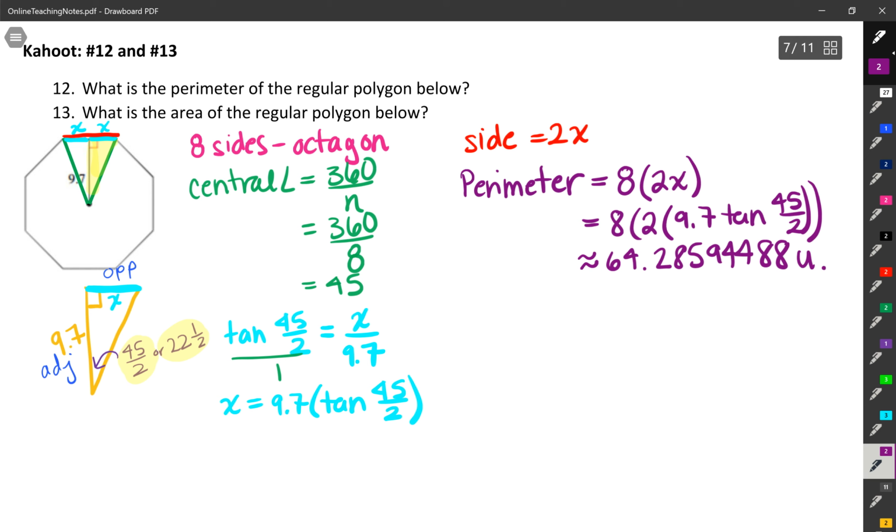Okay. Then to move on to find the area. The next question asks you to find the area, and it was the same problem. So we can use our area is equal to 1/2 of the apothem times the perimeter.